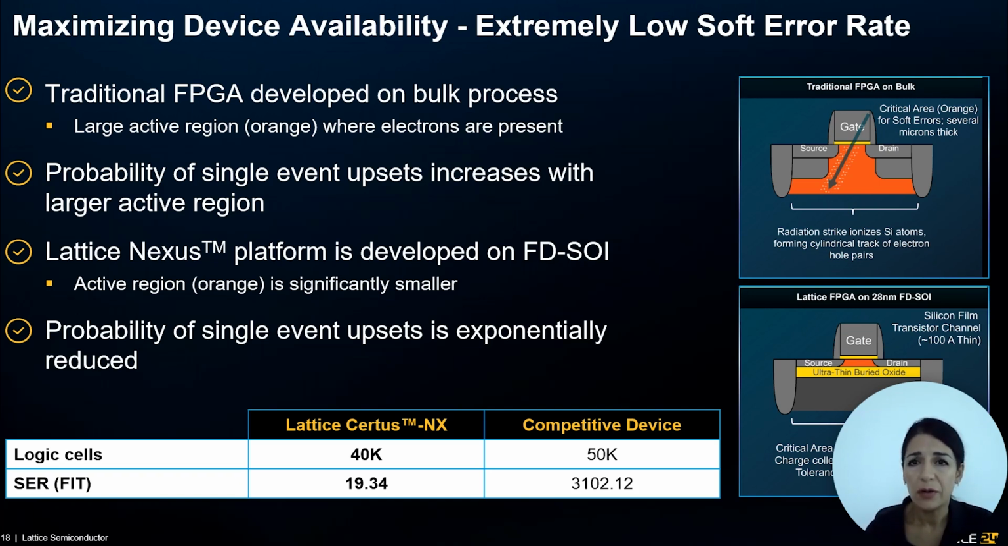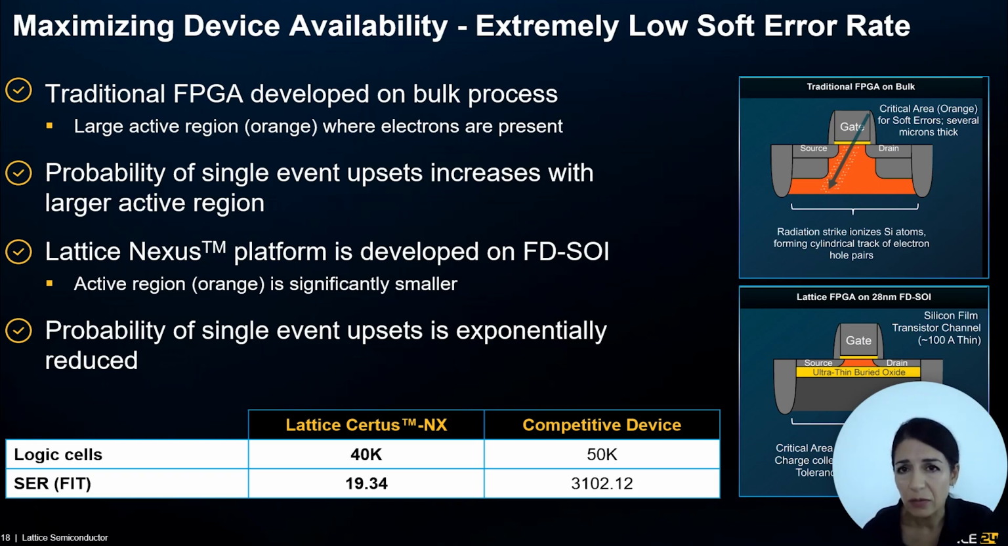In this example here, the use of a barium oxide layer in our choice of 28 nanometer fully depleted SOI results in a much smaller critical active region than other options we could have taken. And that smaller critical active region results in a much, much lower probability of single event upsets. And this results, as you can see in the bottom, in an exponentially lower SER compared to other FPGA options.